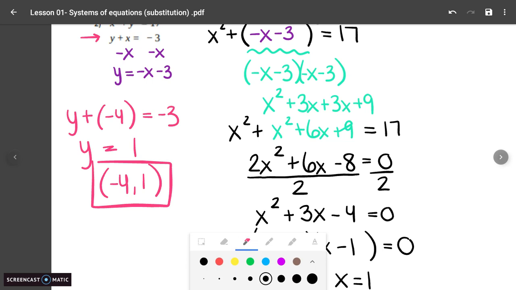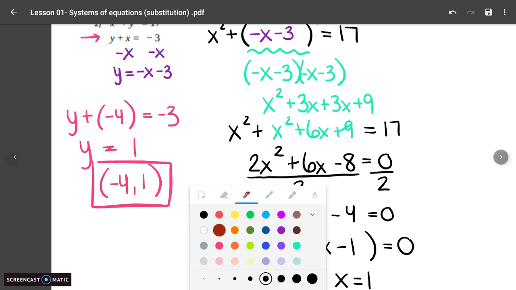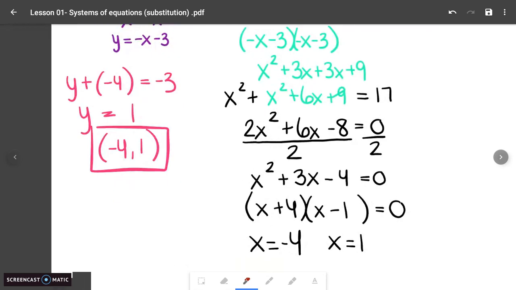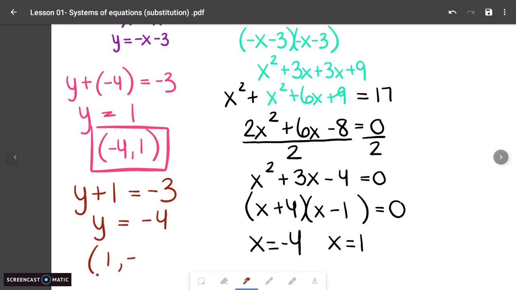And if I do it one more time, we have x equals 1 this time. So y plus 1 equals negative 3, and y ends up equaling negative 4. So 1, negative 4 is my other point.